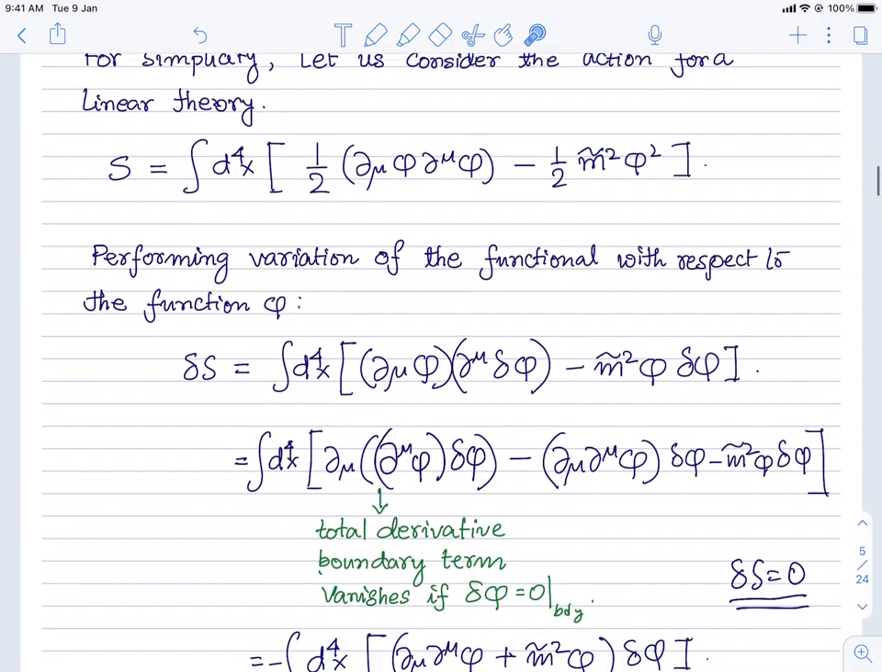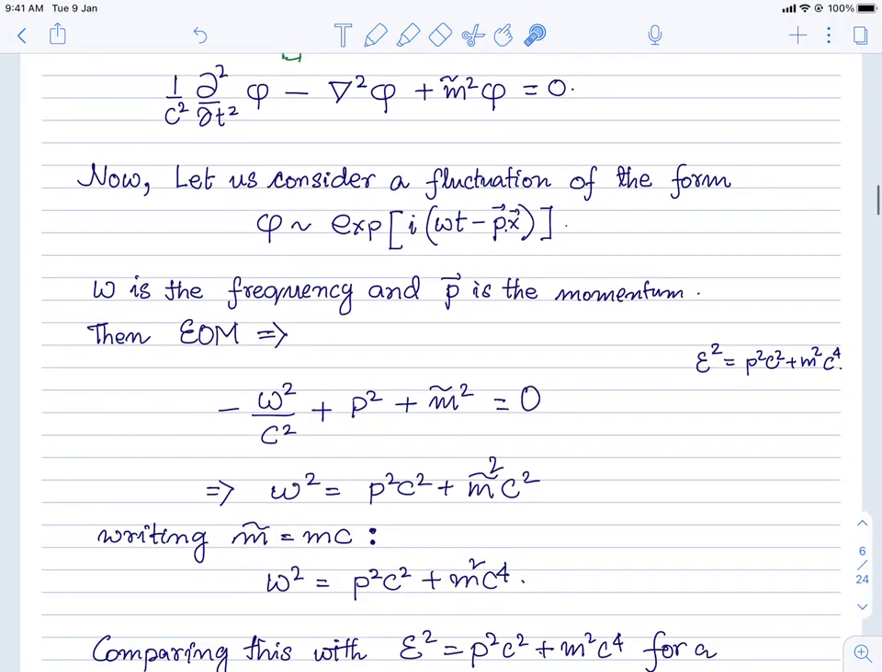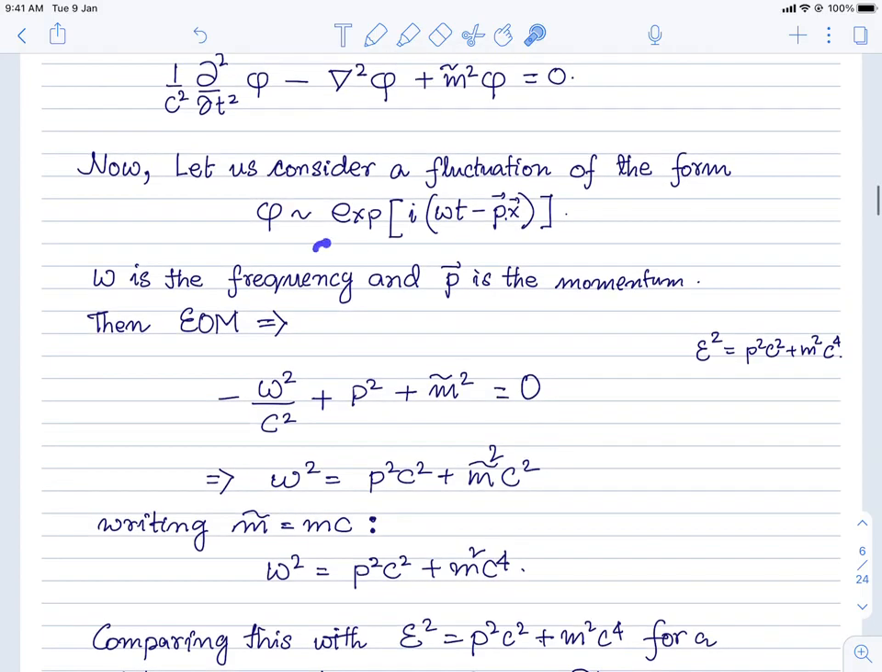Okay, so if it has dimension, then I can always write it in this form, let's say m tilde mc, and then I can write this condition which I obtained by plugging in this ansatz in this form, which is omega squared equal to p squared c squared plus m squared c to the power 4. So this is some condition on omega and p, which is the frequency and momentum of this wave-like solution. There's a field, so in general it has certain wave-like solutions. If omega and p satisfy this condition, then it will be a solution to the equation of motion, right?